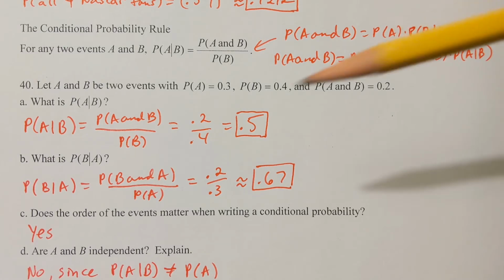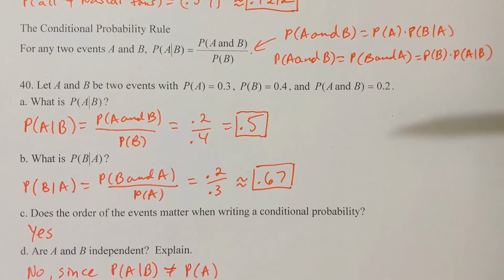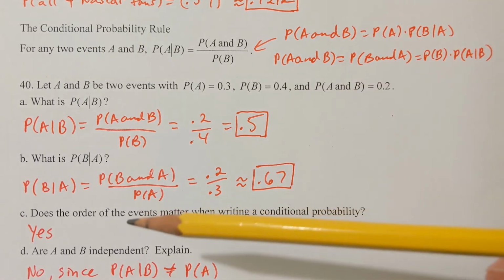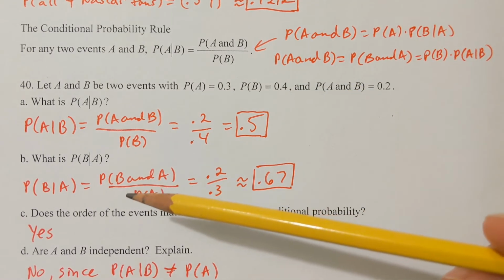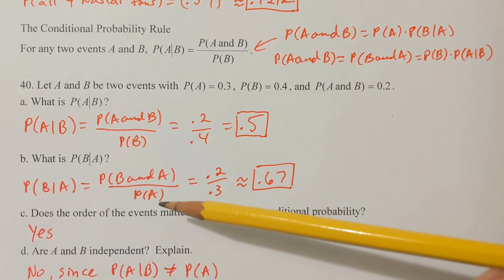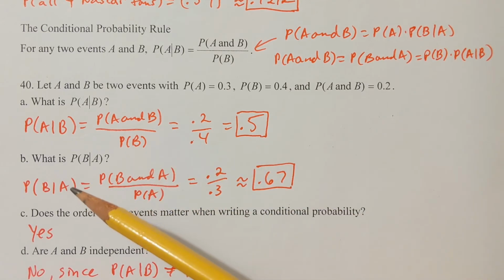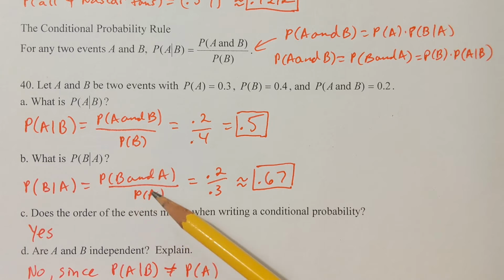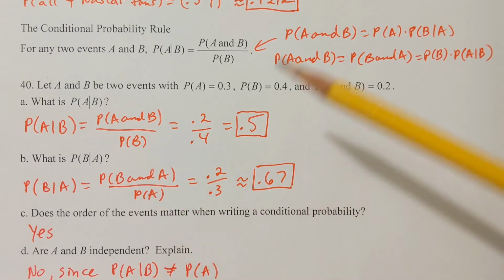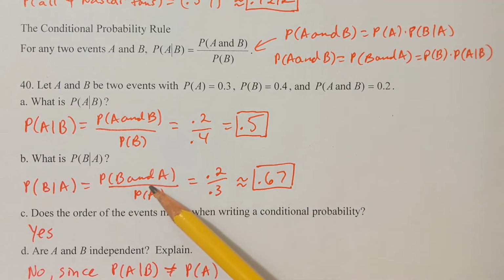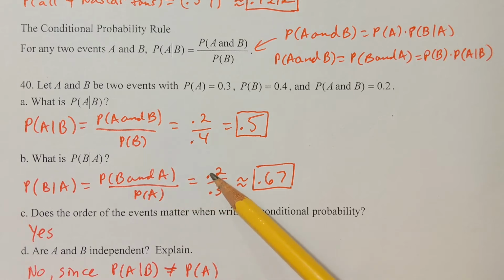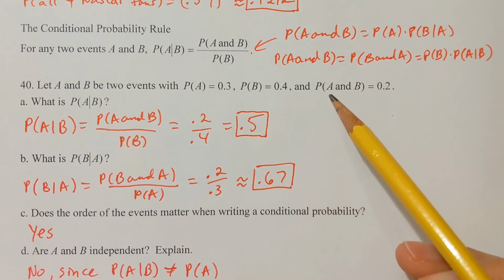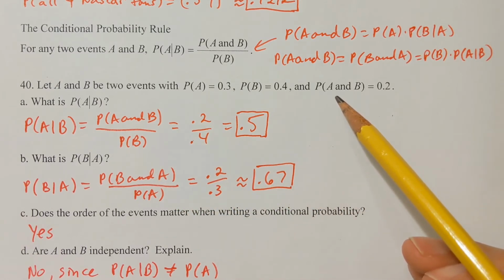What is the probability of B given A? Well, the probability of B given A is equal to the probability of B and A divided by the probability of A. Whatever event is written second, the event you're given, you're going to be dividing by the probability of that event in the formula. The probability of B and A is 0.2. That's the same thing as the probability of A and B.